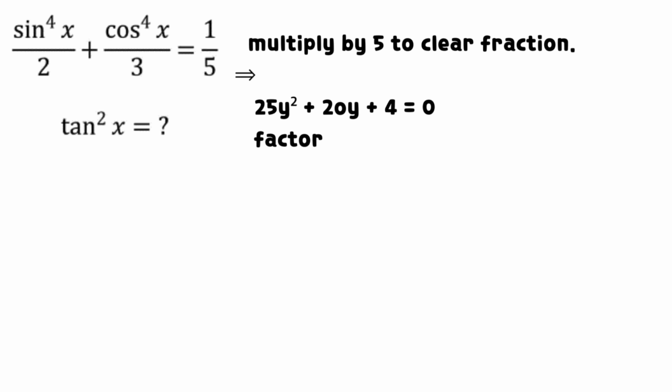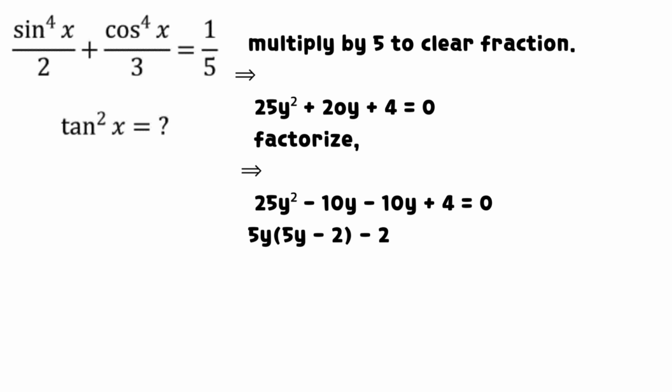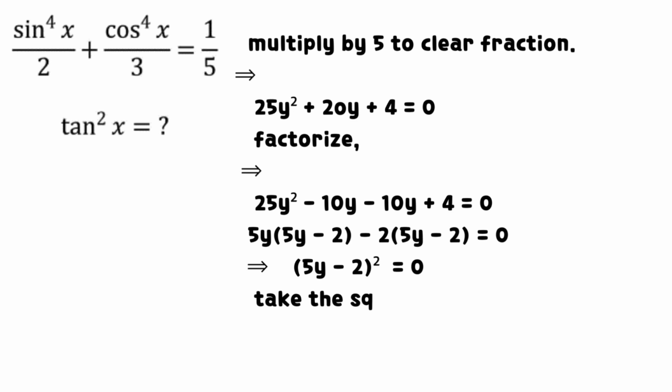Multiply by 5 to clear fraction. It implies that the sum of 25 times the square of y minus 20 times y plus 4 equals 0. Factorize and we have that 25 times the square of y minus 10 times y minus 10 times y plus 4 equals 0. Simplify to the square of 5 times y minus 2 equals 0.